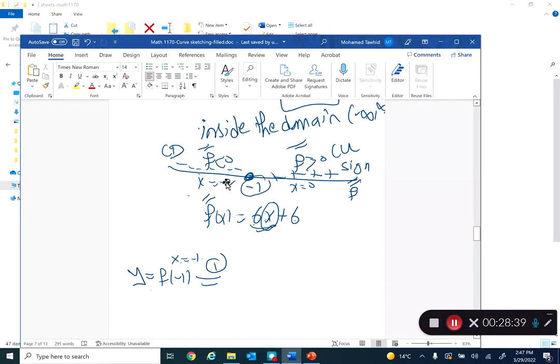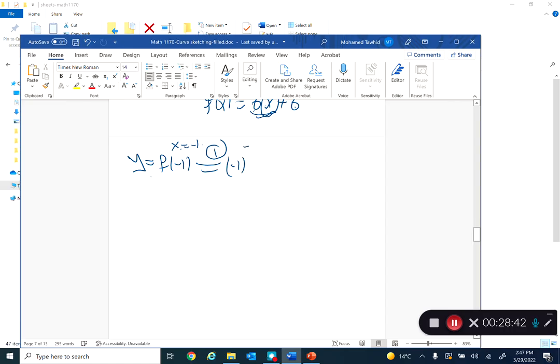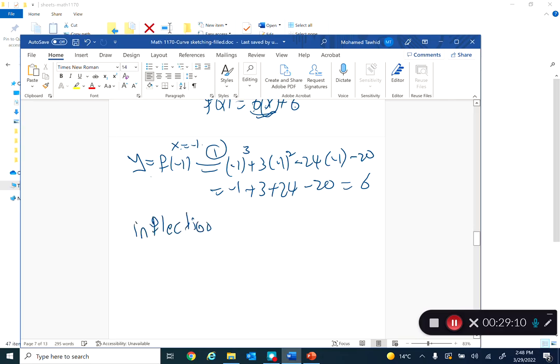So here, I go to equation 1. You have -1 cubed plus 3 times -1 squared minus 24 multiplied by -1, and here -20. If I use technology, you get -1, here you get 3, here you get plus 24, and here you get -20. So what did you get? Just the number 6. So what is my inflection point? When x equals -1, your y equals 6.